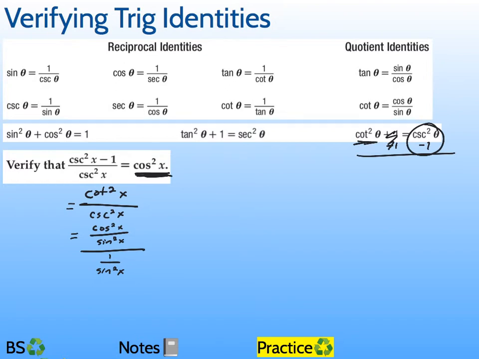Hopefully you can see now that these sines on the bottom, the sine squared and the sine squared, will cancel out, which means that on the left side of this equation we have cosine squared of x, which matches with what we needed on the right side. So right now, using the identities at the top, we verified that this is true.